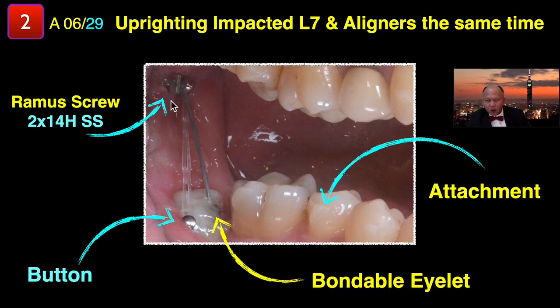H means hole. We have a hole right here in case you need a 3D level up. And I put the bondable eyelet right here. Later on, when I upright it and it comes up into the oral cavity, I bond the other button. At first, if it's thick, you cannot bond the button. It's not easy to bond the button. Bonding the eyelet will be easier because you have a handle right here.